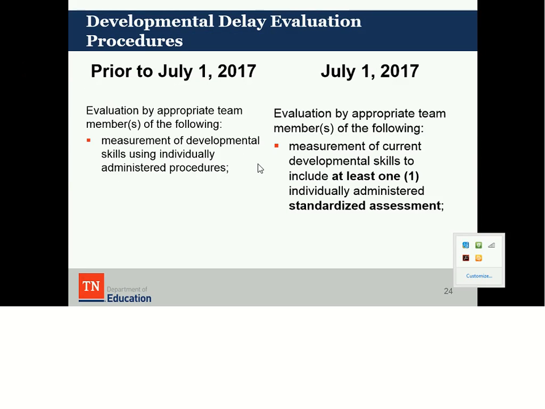If the functioning of that student does not allow for standardized assessment, I would go ahead and attempt it first. If you're not able to obtain a score based on the student's inability to perform on that assessment, then make sure that you're documenting the information that you have based on their skills that are observed.